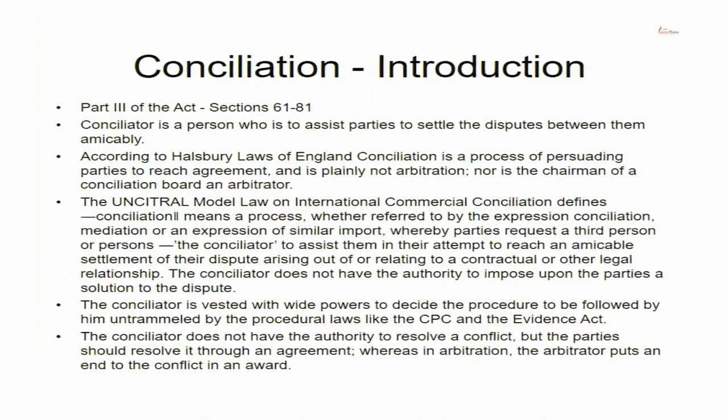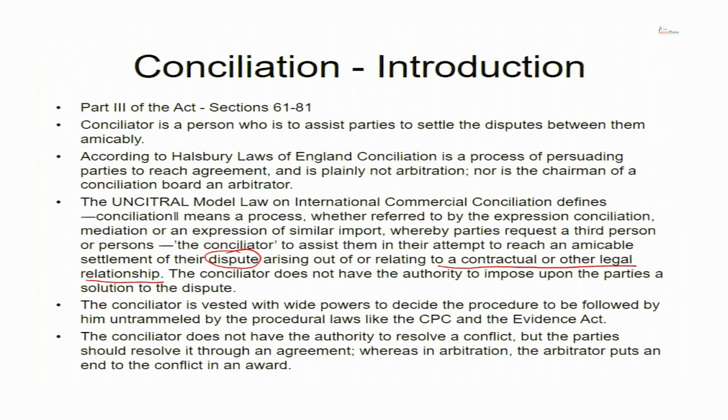It is a process whereby parties request a third person or persons, the conciliator, to assist them in their attempt to reach an amicable settlement of their dispute arising out of or relating to, if you see here, a contractual or other legal relationship. This is the language used by UNCITRAL. So there has to be a dispute which arises out of a legal relationship. That legal relationship can be contractual, can be otherwise. And any person who is assisting parties to resolve such a dispute and reach an amicable settlement is a conciliator. And the process becomes conciliation.